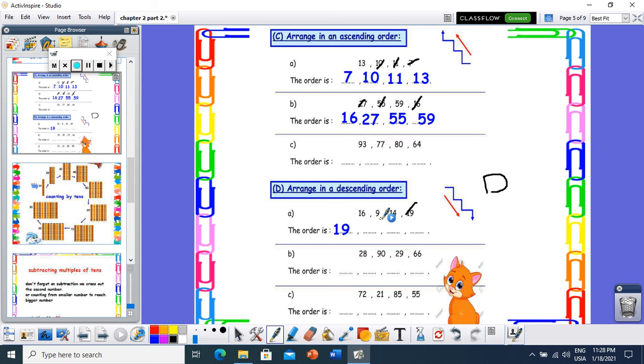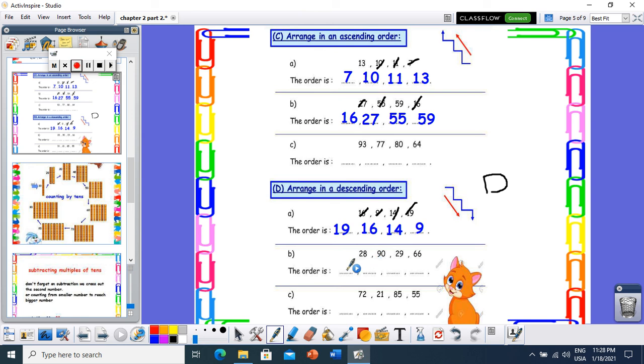Which number now is the biggest? 16. So I will write 16, then I will cross it out. 14, then I will cross it out, and finally I will write 9. Number B, 28, 90, 30, 29, and 66. Which number here is big?